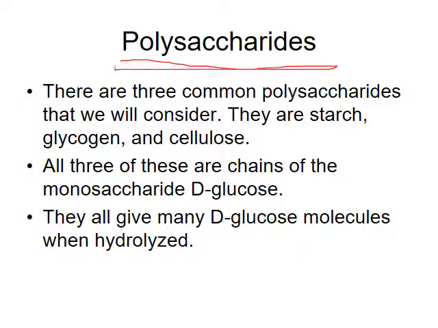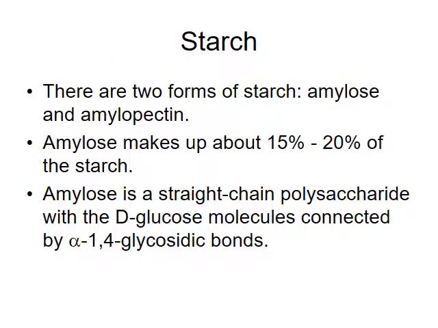So finally, let's talk about polysaccharides. Poly means many, saccharide means sugar. We're going to talk about three of them. What they all have in common is they're all made of glucose, and there are three: starch, glycogen, and cellulose. We're going to talk about starch first.